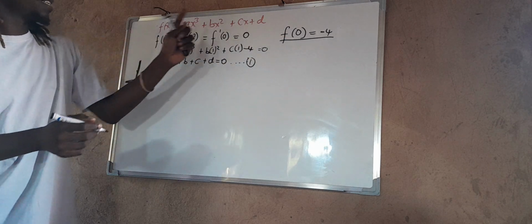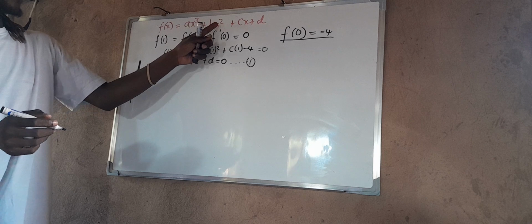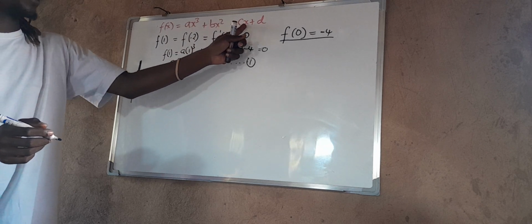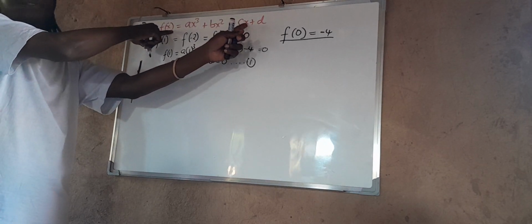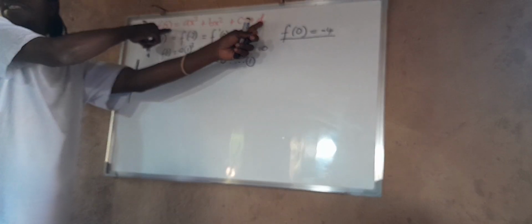Because if we substitute 0 here, this becomes 0. If we substitute 0, this becomes 0. If we substitute 0, this becomes 0. So this is equal to what? Negative 4. So it means that our d is equal to negative 4. Can you see that? Because the terms with a, b, c are 0, and this is negative 4. This d becomes negative 4. Do you see that? Okay. Right? So our d becomes negative 4.